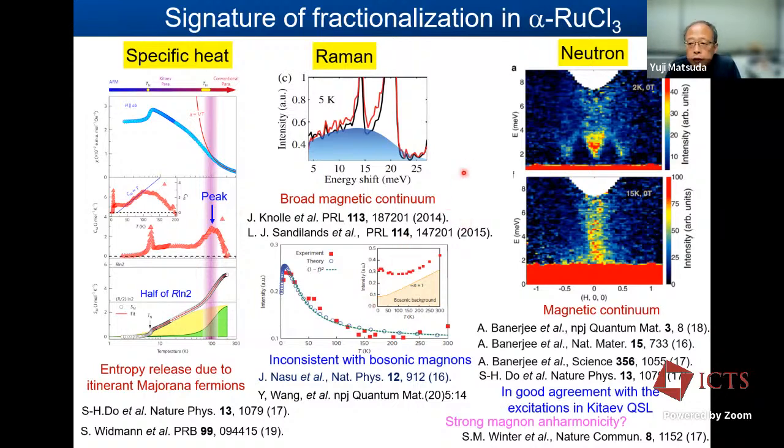The third one is the neutron scattering experiment. There is a series of work by Banerjee et al. They reported the magnetic continuum at the gamma point above the Néel temperature. Below the Néel temperature, there were magnon excitations, and this magnetic continuum is in good agreement with the excitations expected in a Kitaev quantum spin liquid. However, this is a little controversial because recently this magnetic continuum has been explained by strong magnon anharmonicity.